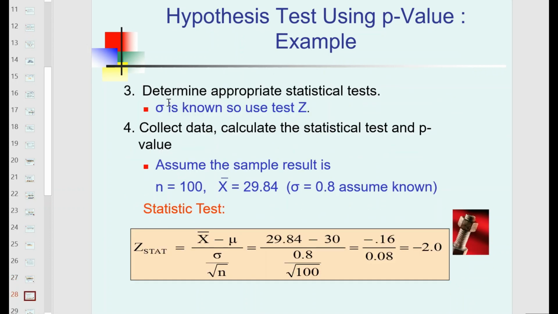And then we need to determine the appropriate statistical test. Basically this is also quite the same: we use the Z-test because your sigma is known. The fourth step is also quite the same, because you convert this using the formula, and the statistical test value is the same, negative 2.0.